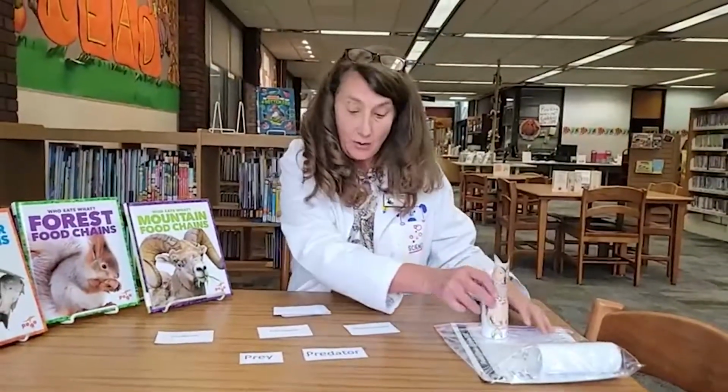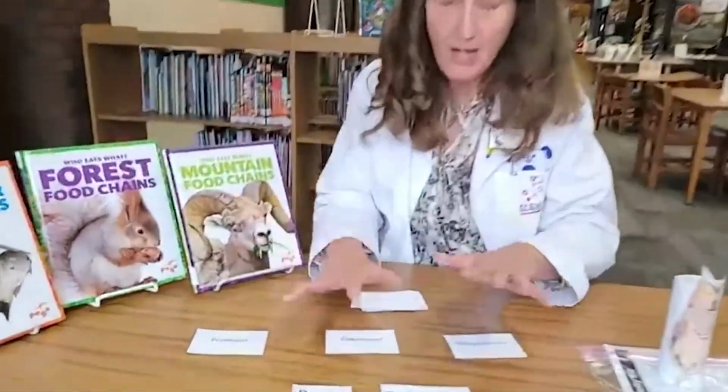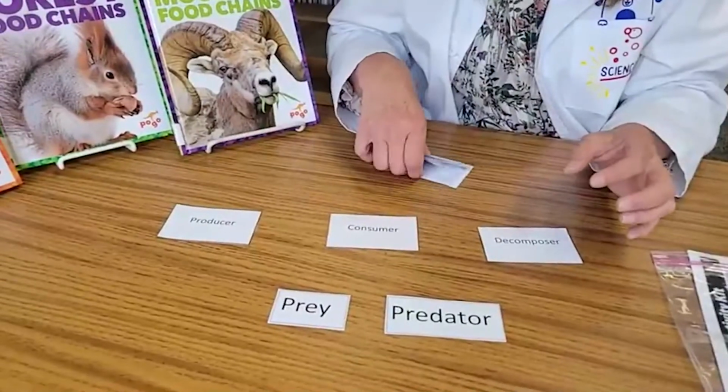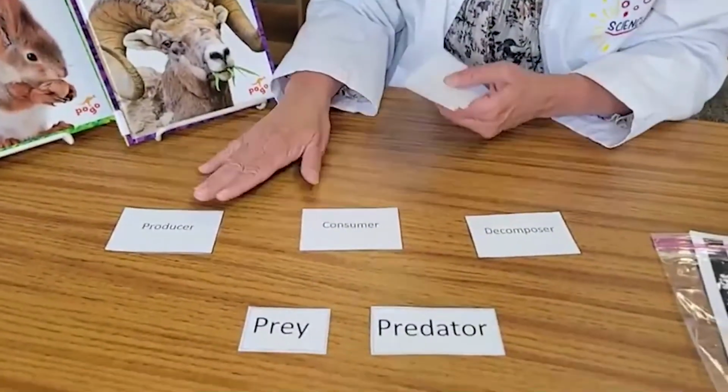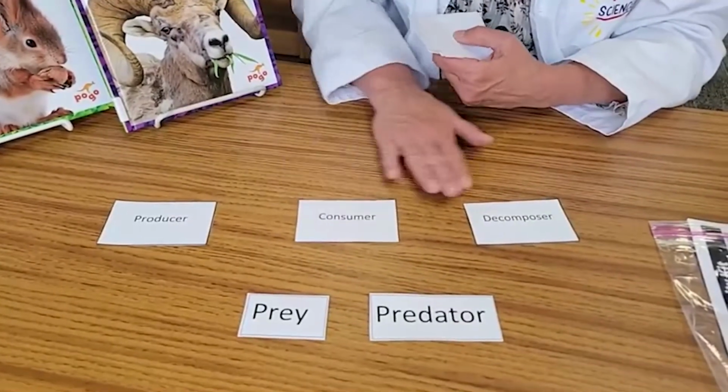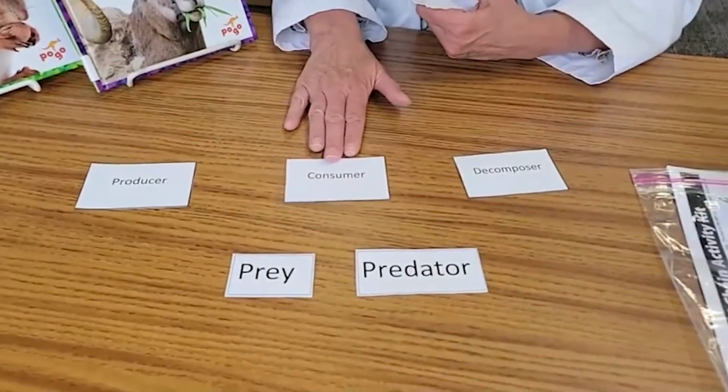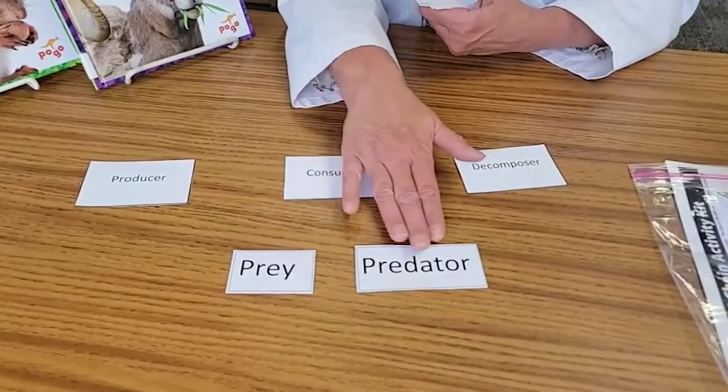In your packet, you are also going to have this card game. First thing you want to do is cut out all your little pieces, okay? And then you're going to set up the words producer, consumer, decomposer. Under the word consumer, we're going to put prey and predator.